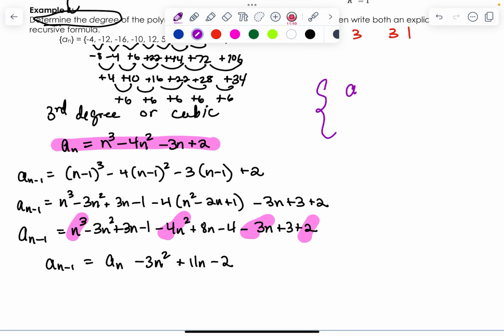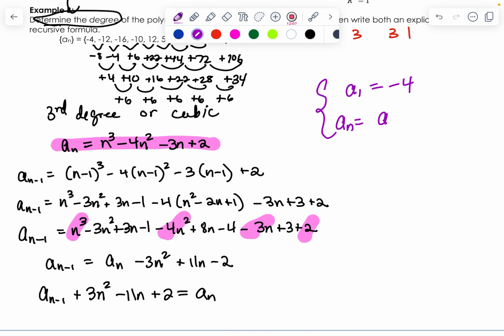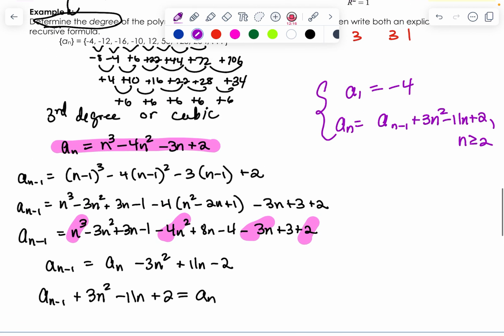So then, here's my recursive. A sub 1 was given. A sub n, oops, I'm not done, sorry. Got a little distracted here. So now, what you're going to do is you're going to bring the 3n squared over, minus 11n plus 2 is your a sub n. Now I'm ready to get up here. So that's a sub n minus 1 plus 3n squared minus 11n plus 2 when n is greater than or equal to 2. All right, there you have it. Any part of it, watch it again, rewind.